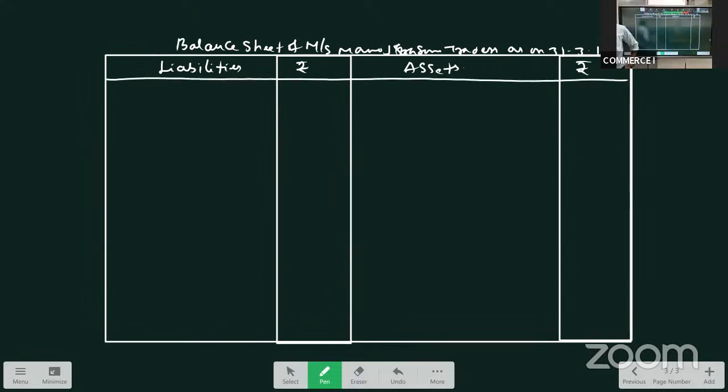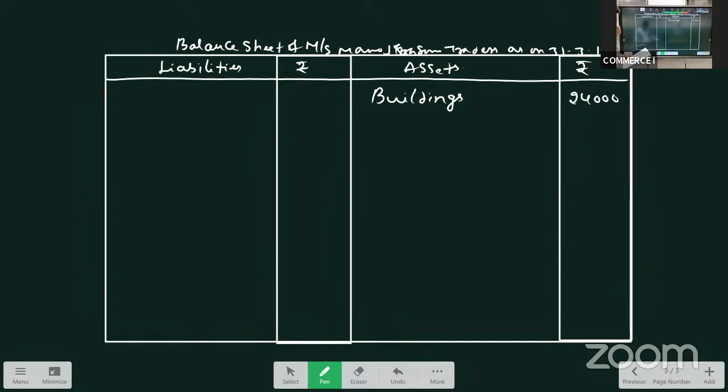Okay. So let us take all the items we have skipped while preparing the trading and P&L account. Why did we skip them? Because these are the items pertaining to the balance sheet. So, shall we start with purchase, salaries, wages, buildings. Buildings are a fixed asset. Take it on the asset side, no adjustment. Take 24,000 in the outer column.